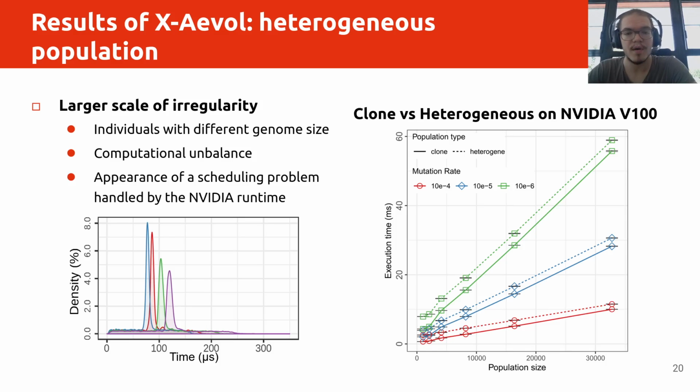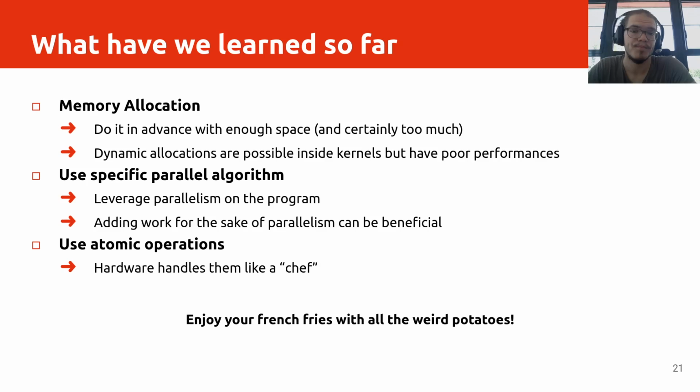The diagram on the right shows three comparisons between a clonal population, when you evaluate one genome n times, and an heterogeneous population, when you evaluate n genomes once. The heterogeneous population take a little bit more time to evaluate, and this effect is accentuated with a lower population. This can be expected because the list scheduling technique used by the runtime loses efficiency when the number of tasks is too low.